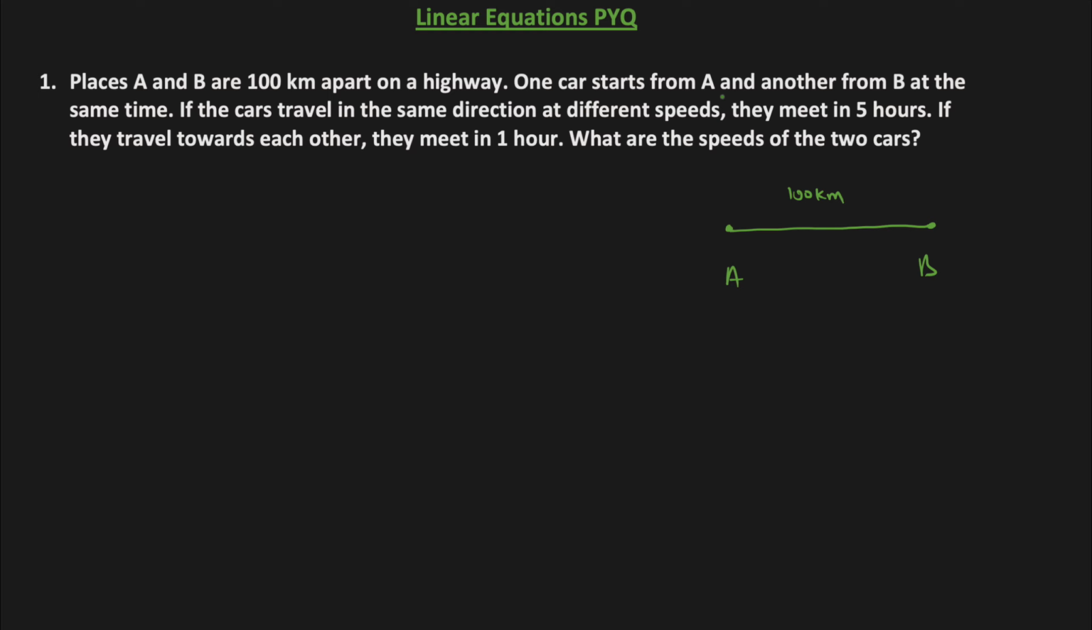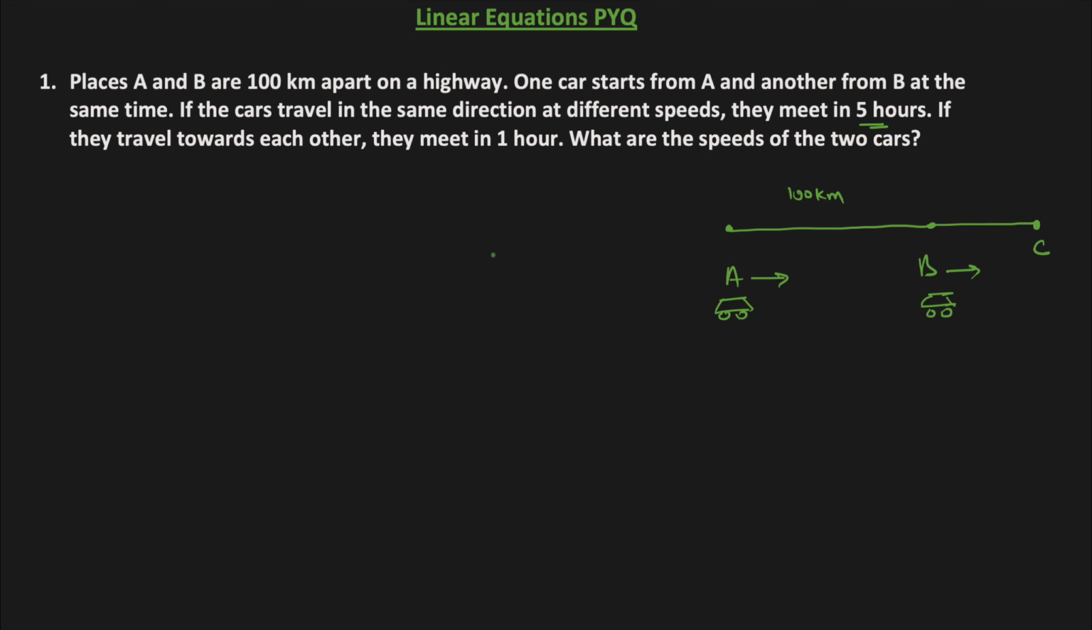One car starts from A, another car starts from B at the same time. So there are two cars starting, one from A and one from B. If the cars travel in the same direction, case one, meaning both of the cars are traveling in the same direction, then they meet in 5 hours. Let's say they meet at this point C.